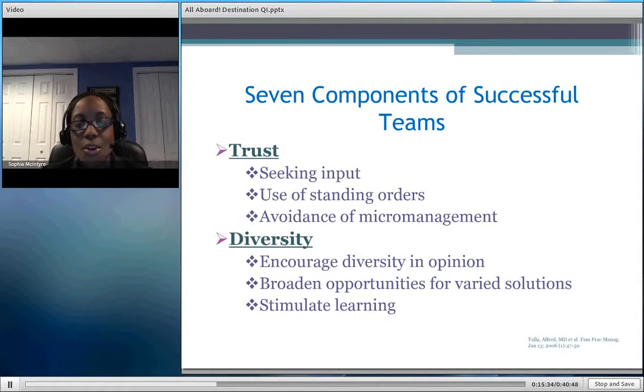Diversity, very important. You want to encourage diversity in opinion, because this allows an opportunity for your staff and your team to give you input that may be unique. This also allows you to broaden your opportunities for varied solutions. If everyone's like-minded, you may be missing out on very important aspects of quality.